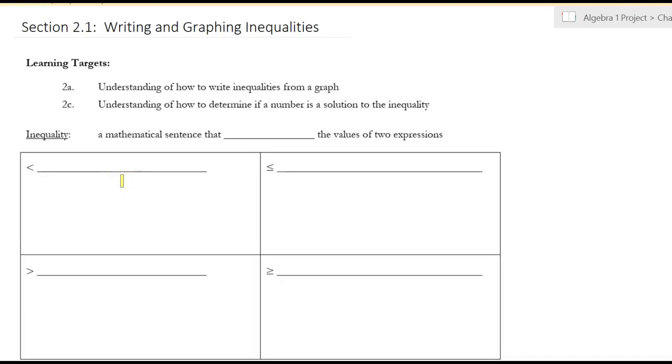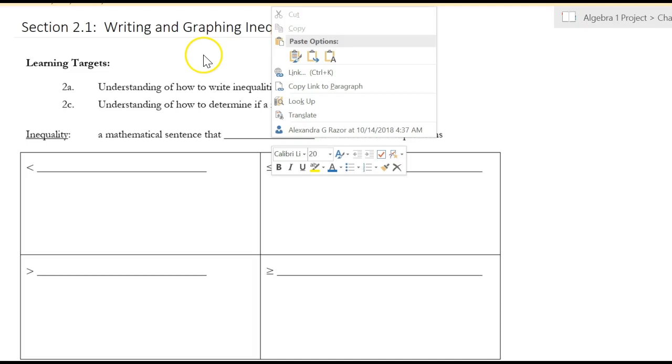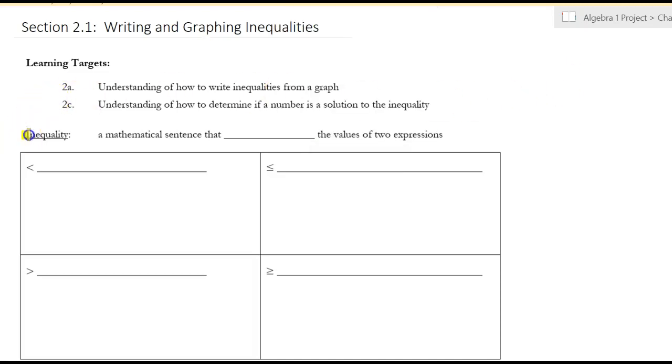Okay, what we're working with today is section 2.1, which is writing and graphing inequalities. First of all, we need to know what an inequality is. An inequality is a mathematical sentence that compares two expressions.